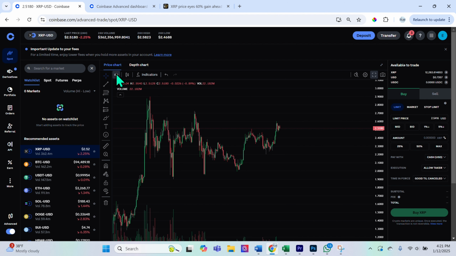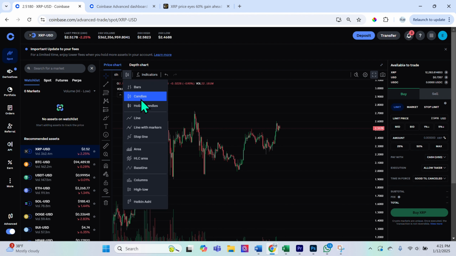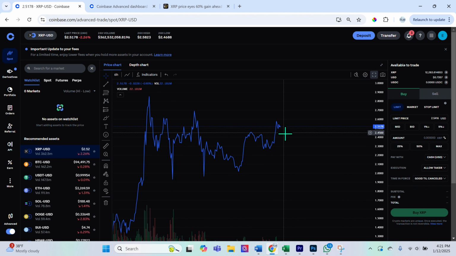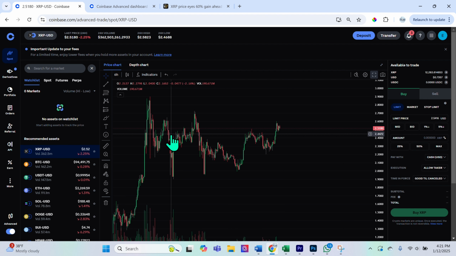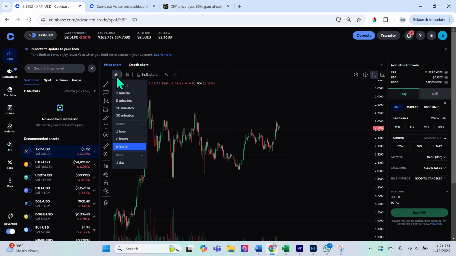So first things first, in the actual price chart, I always like to use candles rather than just a line because you don't really get a super clear picture with a line. So here, I'm going to switch this to candles. And then the next thing I'm going to do is the time chart. I want to point out that swing traders, which is kind of what I am.